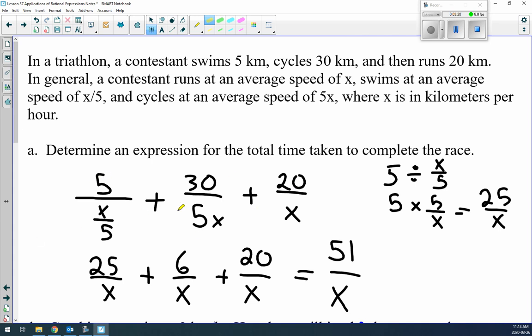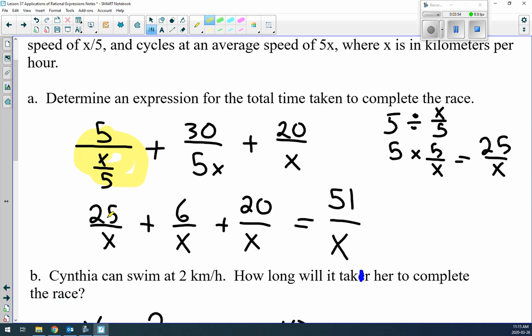So let's look at this here. We want to find time, so we take the distance divided by the speed. The distance for swimming is 5. The speed of swimming is x divided by 5. So we have 5 divided by x divided by 5. A lot of students don't like that, so let's just look over here. We can go 5 divided by x over 5, which is 5 times 5 over x, which is just 25 over x, right? So we can change this whole thing to 25 over x.